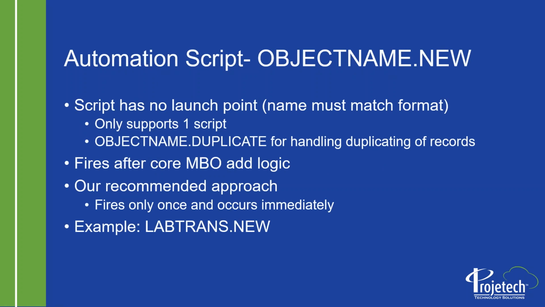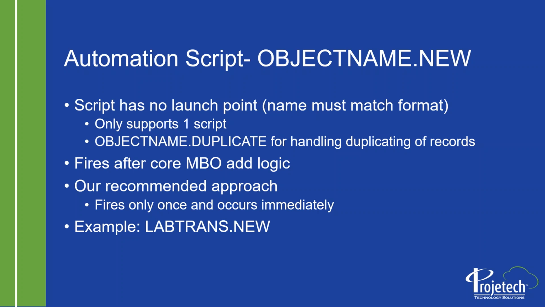In 7.6, IBM implemented a significantly better way. So if you create a script with the name specifically, whatever the object name is, such as SR or WORKORDER or WOACTIVITY, and then .new, that'll automatically launch. There's no launch points, but what this will do is this fires immediately after any of the core MBO add logic. So if something were to put in auto numbers or sequences or any of that core Maximo default logic, that stuff would have already happened. And then you can do your processing.